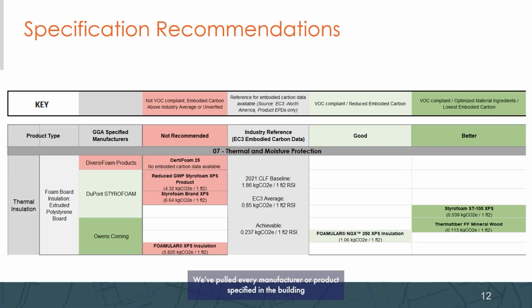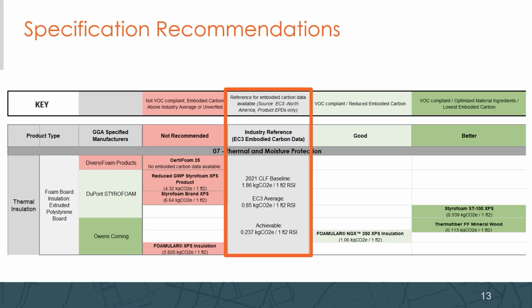We've pulled every manufacturer product specified in the building and ranked them, either good, better, or not recommended. Here I'm showing a snip from a foam board installation, where 7 products, as you can see bolded, were specified. We pulled EC3 data for these, and it gives us a frame of reference on how to make our recommendations.